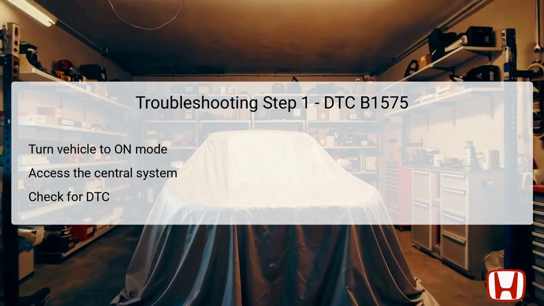The first troubleshooting step for addressing DTC B1575 begins by turning the vehicle to the on mode. In this mode, the vehicle's electronic systems become active, allowing access to various diagnostic functions. This is essential for checking whether the automatic lighting control unit sensor is reporting any DTCs.